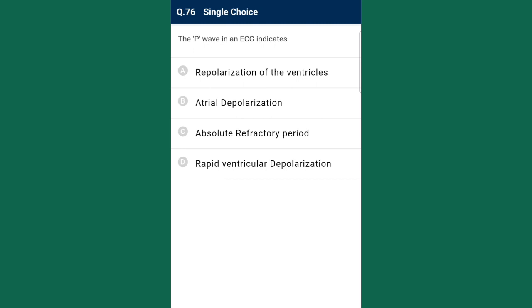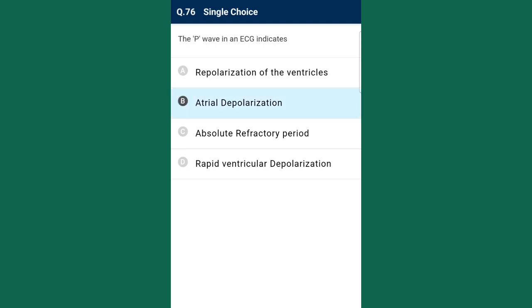ECG is an electrocardiogram, which shows the electrical activity of the heart. The P wave shows contraction or depolarization of the atria. The P wave marks the beginning of a new cardiac cycle by the start of atrial systole, that is, atrial depolarization, making it contract and pump blood into the ventricles. So the answer for this question is option B.